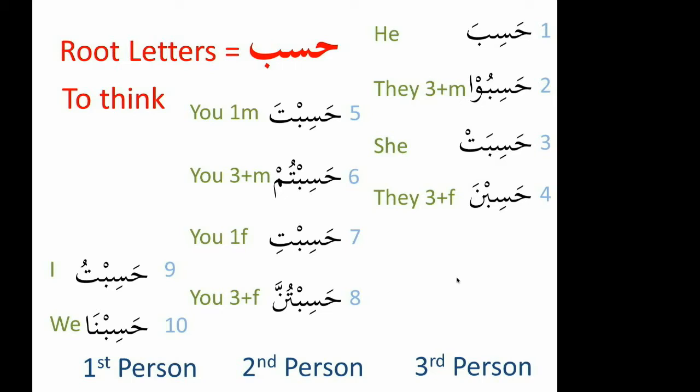Right, so everybody say it again for me, but now with the meaning. Hasiba, he thought. Hasibu, they, many males, thought. Hasibat, she thought. Hasibna, they, many females, thought. Hasibta, you, one male, thought. Hasibtum, you, many males, thought. Hasibti, you, one female, thought. Hasibtunna, you, many females, thought. Hasibtu, I thought. Hasibna, we thought.